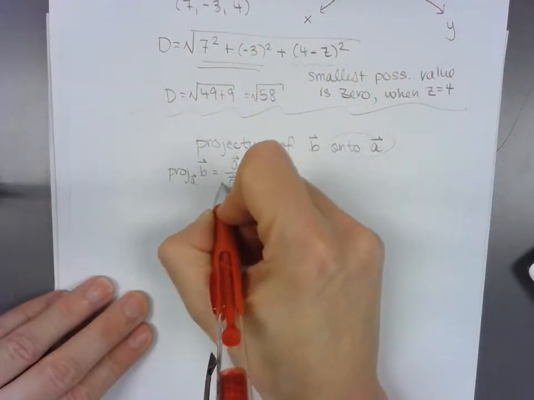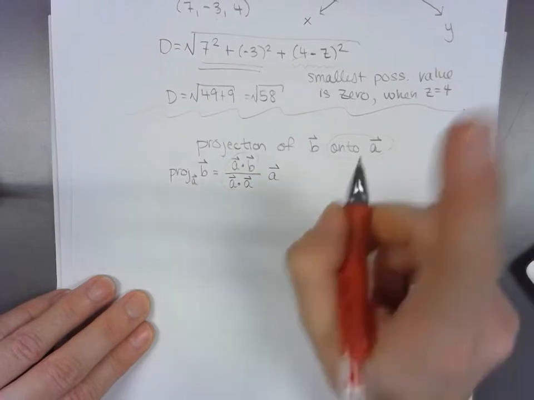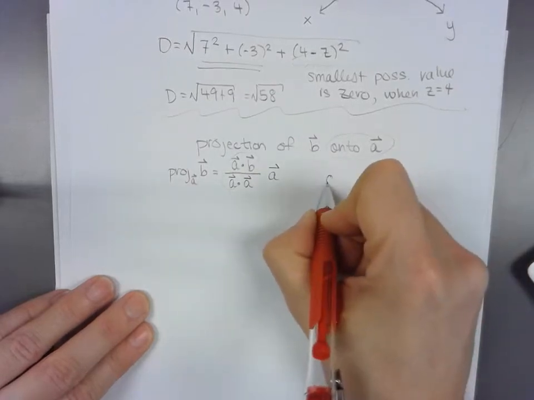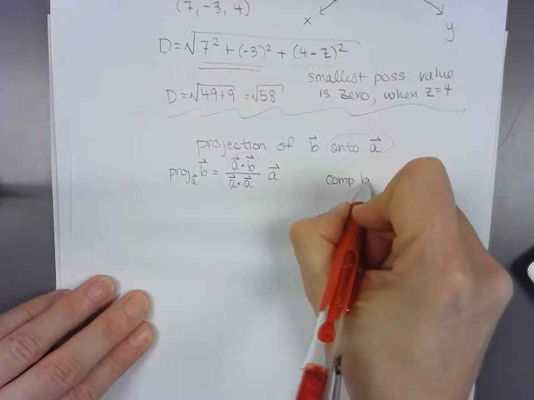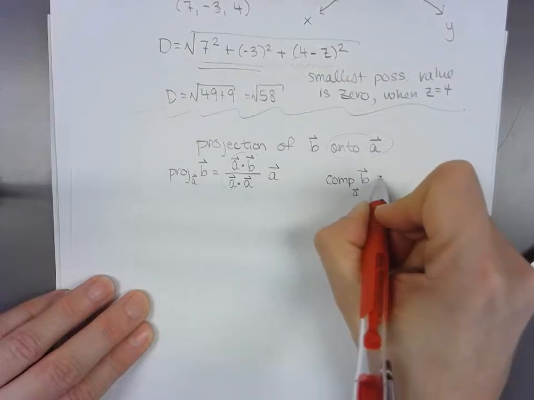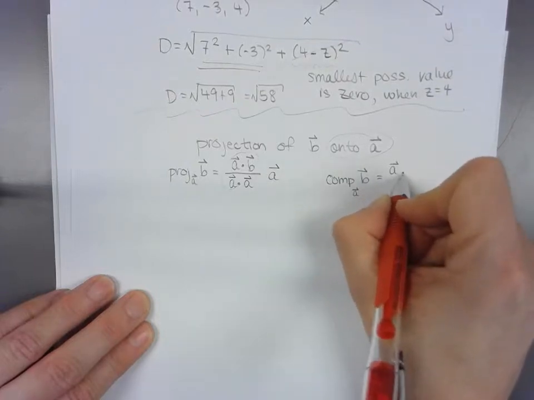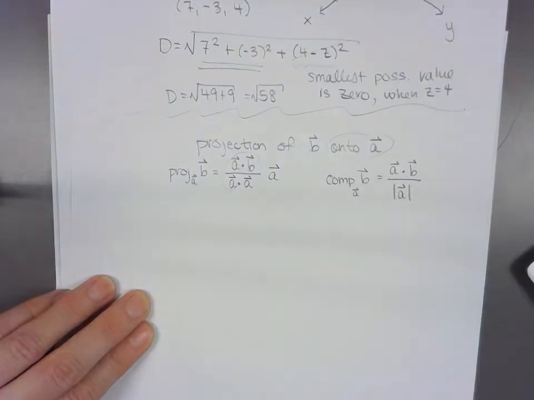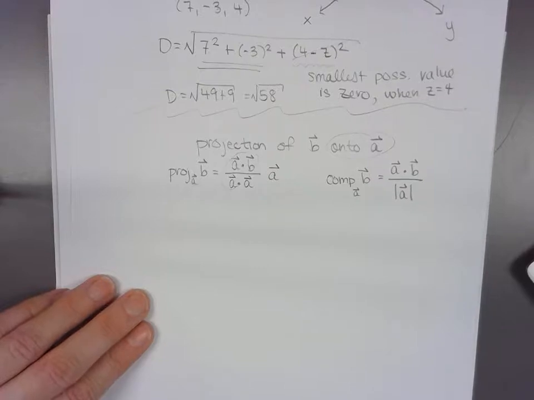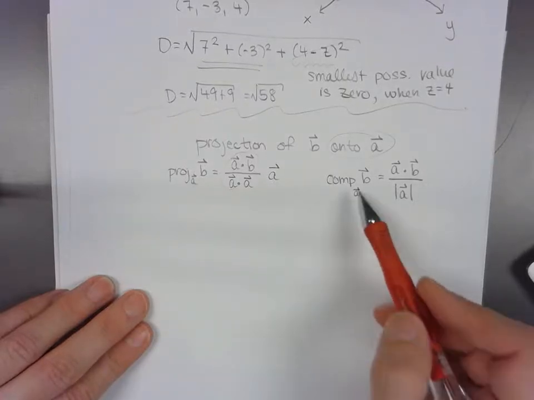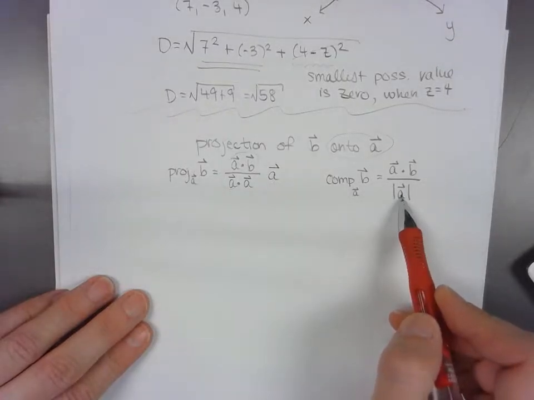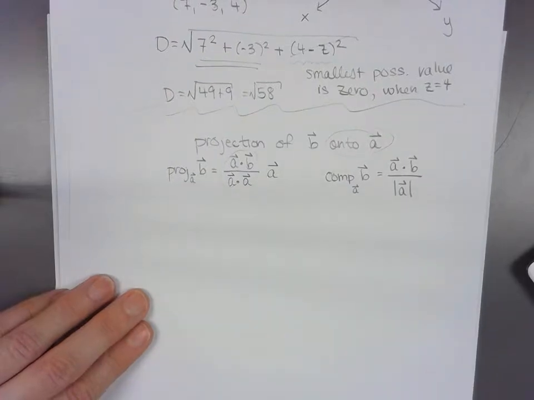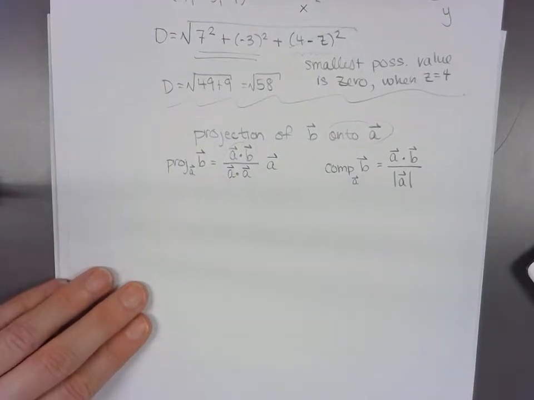The component is not like the cross product. The component has the same numerator. So the component of B along A is still A dot B or B dot A in the numerator, but in the denominator it's just the length of A. And if it's the component of A onto B, then it's B in the denominator. So whatever you're onto, that letter is going to be right.